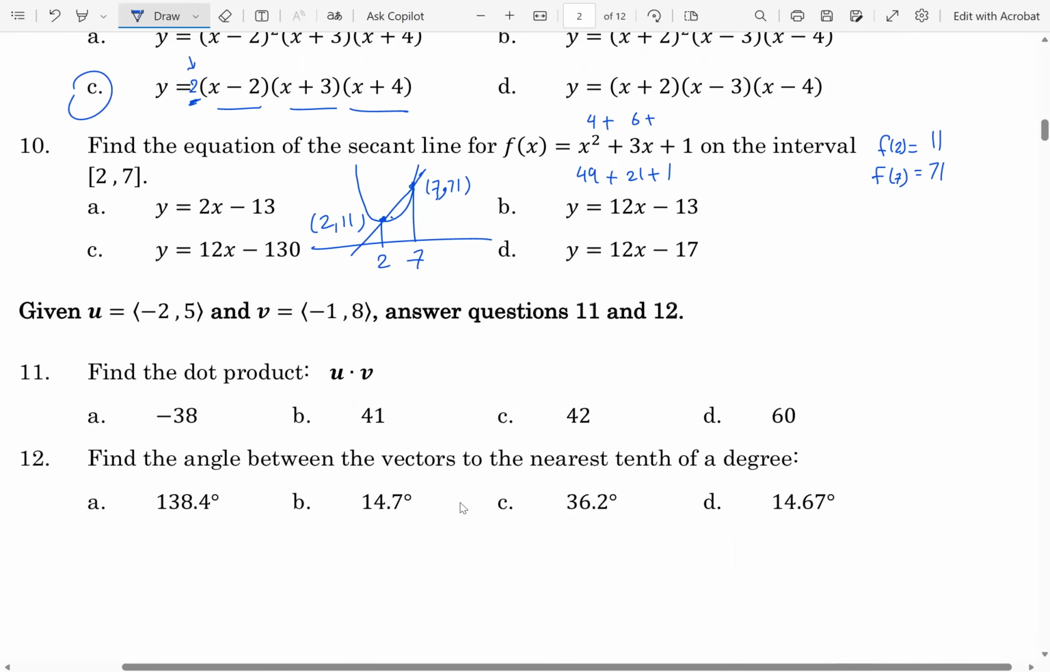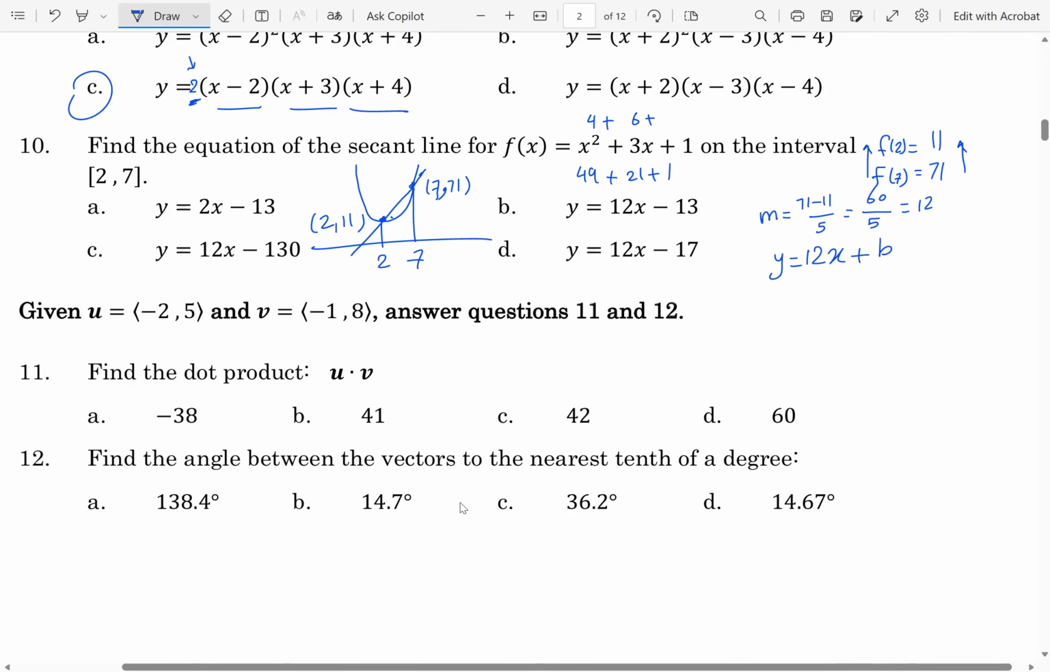To find the equation of the secant, I have 2 points. The slope is the difference in y over the difference in x. Very easy. So 71 minus 11 over 7 minus 2 is 60 over 5, which is equal to 12. So the equation of the secant is y equals 12x plus b.